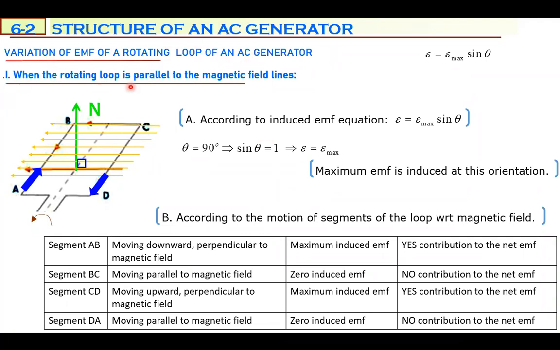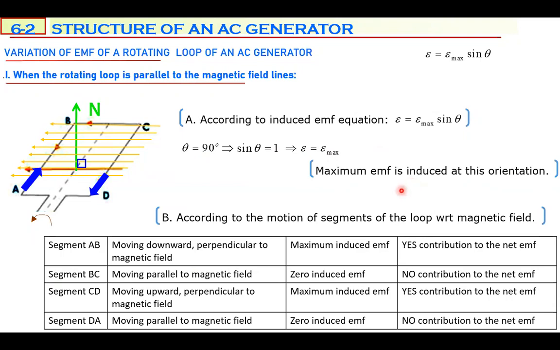When the rotating loop takes a position parallel to the magnetic field lines, we will use the equation of induced EMF, E max sine theta. Here theta is the angle between the magnetic field lines and the normal of the loop. Loop is horizontal, but normal is vertical. So the angle between normal and the magnetic field is 90. Sine 90 is 1. For that reason, the maximum induced EMF is provided by the loop at this orientation. When the rotating loop becomes parallel to magnetic field lines, it provides maximum induced EMF.